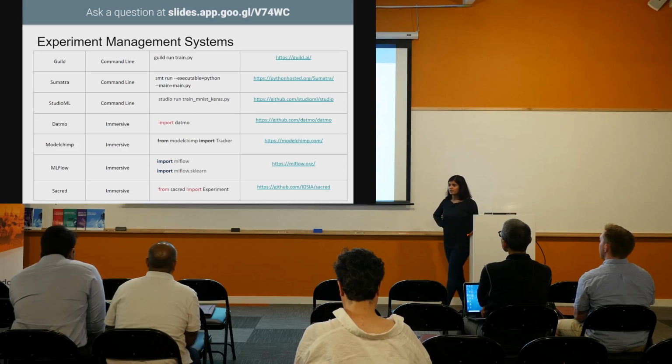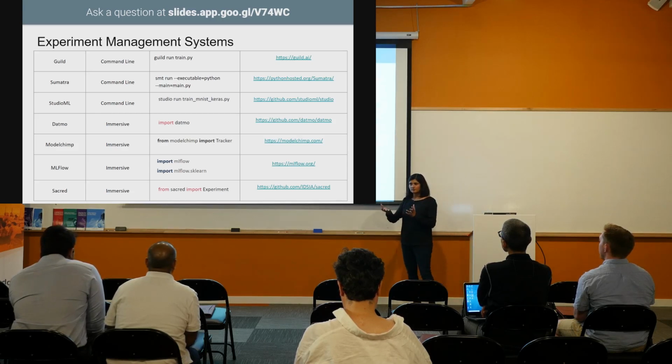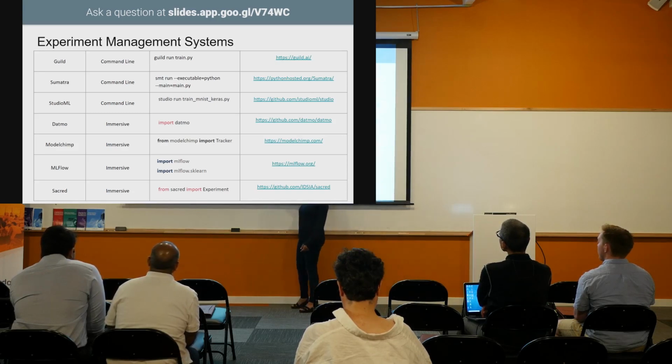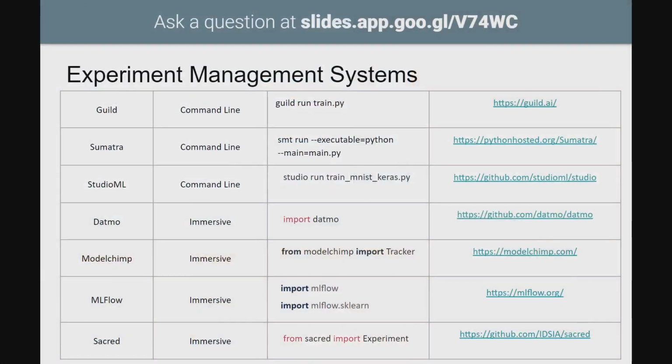So very good question. When you're running code, you have objects, you have variables, you have things that change. And so if you use an immersive library like Datmo or ModelChimp or MLflow, you can import this MLflow model and then use that to track whatever you want to track with that.